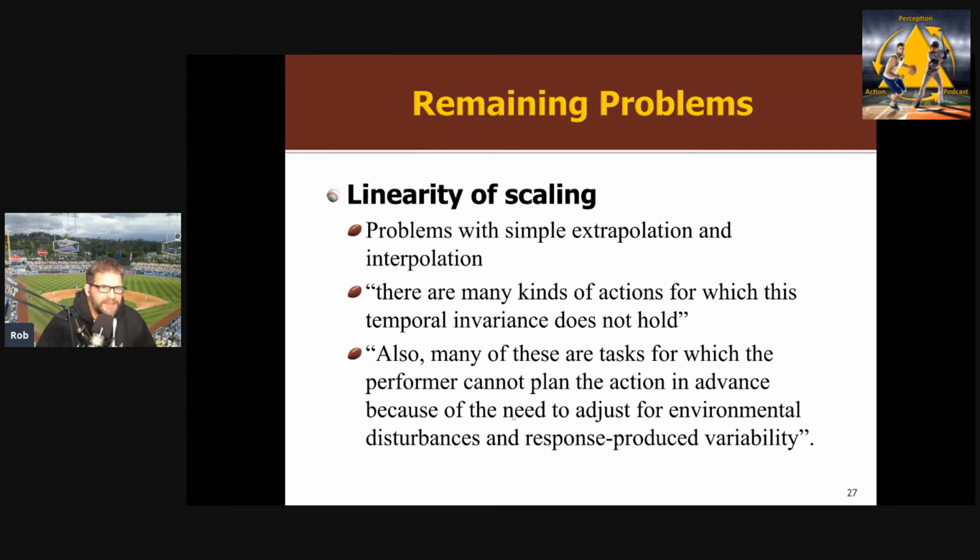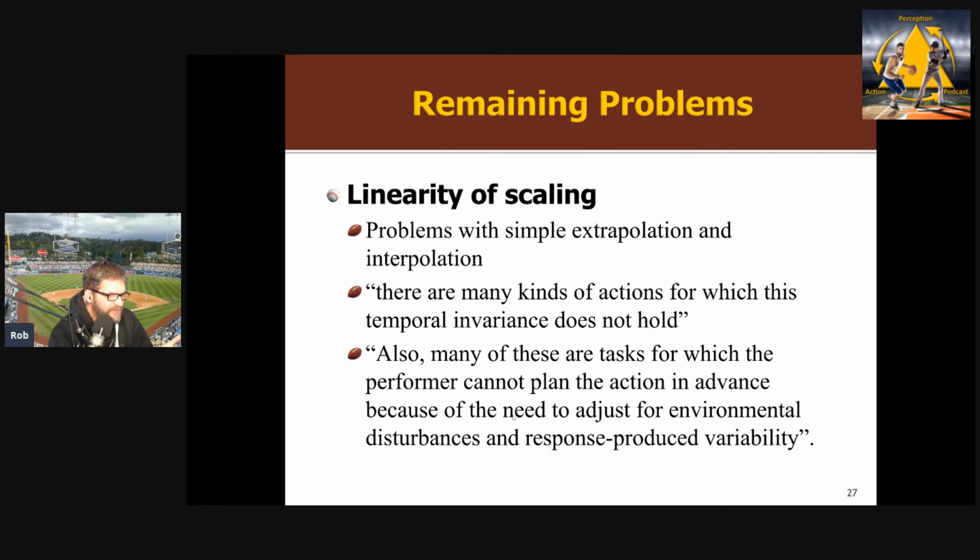Related to this is the problem of the linearity of the scaling. The relationships between our movements and the outcomes, the forces they generate, the muscle commands, are not perfectly linear. So we can't just do simple extrapolation and interpolation between past movements. And Schmidt again admits that this temporal invariance doesn't hold for a lot of actions.